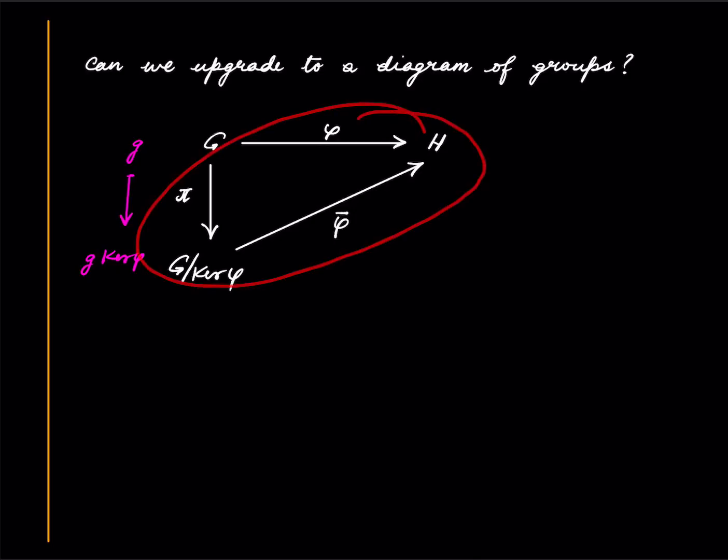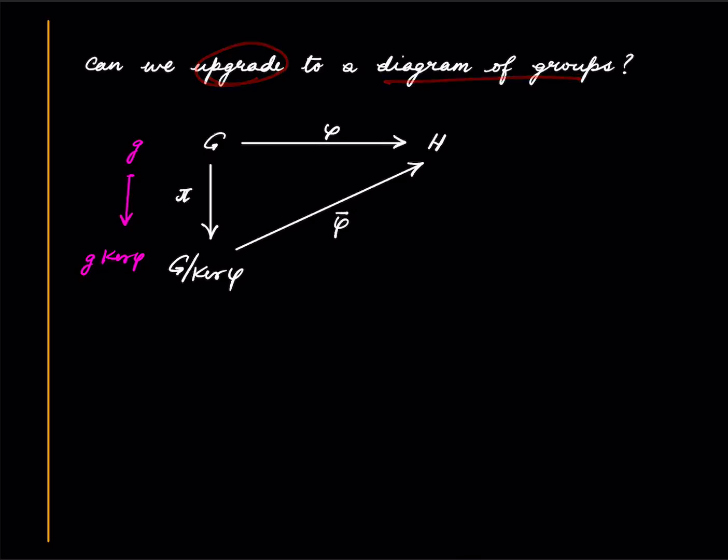Now here in this diagram, G and H are groups, and this is a group homomorphism. And the question we are asking is, can we upgrade this diagram to a diagram of groups? Meaning, is there a group structure on this particular set? This is just a set right now. The set of all the left cosets of kernel phi. Can we endow this with a group structure so that this becomes a group homomorphism and that becomes a group homomorphism? So that this diagram entirely becomes a group theoretic diagram rather than just a set theoretic diagram. Also, we would like to know how many such group structures are there.